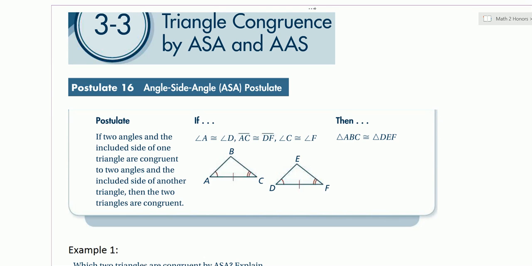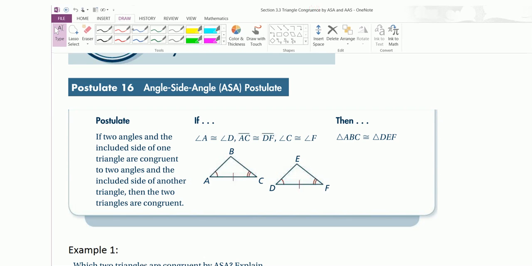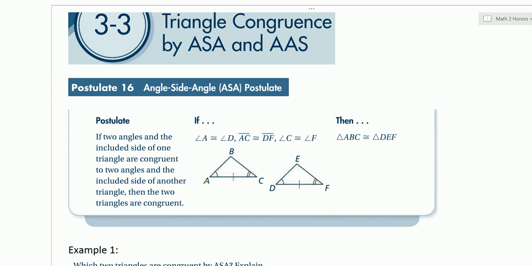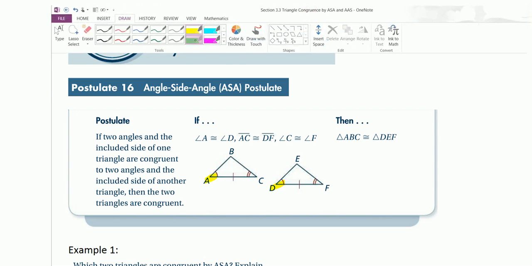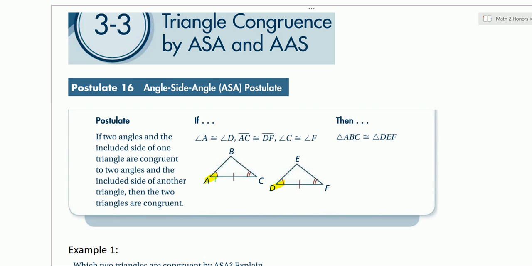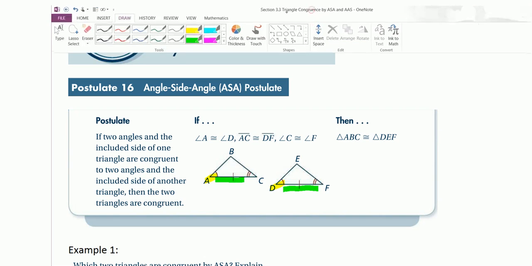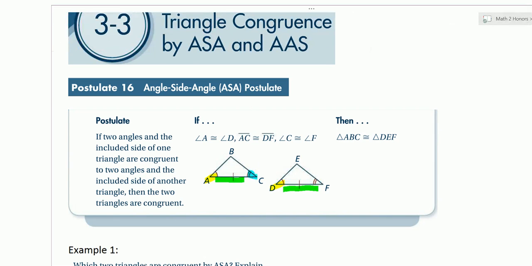And if we look at the diagram here, we see that we have angle A congruent to angle D. We have the side length AC congruent to the side length DF, and angle C congruent to angle F. And it's got to be in that order. We're looking at two angles, and that side has to be connected to the two angles. And so if we read it in order, we say it's angle, side, angle.